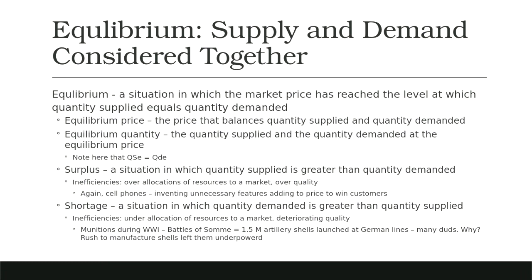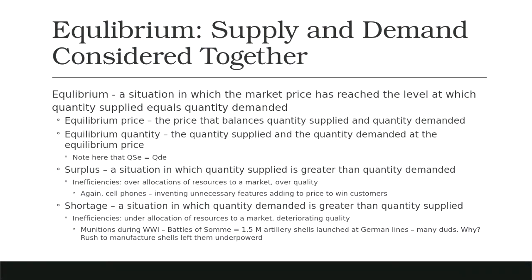Now, what does this mean? Ultimately, it means that we can put together equilibrium, supply and demand, and consider them together. And equilibrium is a situation in which the market price level at which the quantity supplied equals the quantity demanded, i.e. the equilibrium price, the price that balances quantity supplied and quantity demanded, is where we get the equilibrium quantity, the quantity supplied and the quantity demanded at the equilibrium price. And note here that the quantity supplied in equilibrium equals the quantity demanded in equilibrium. This gets really, really redundant, but in equilibrium, everything equals the same.